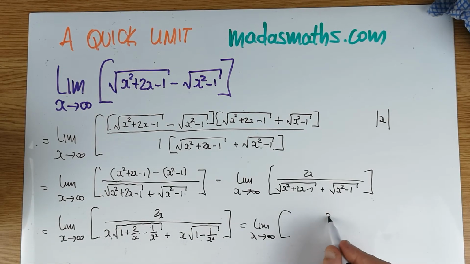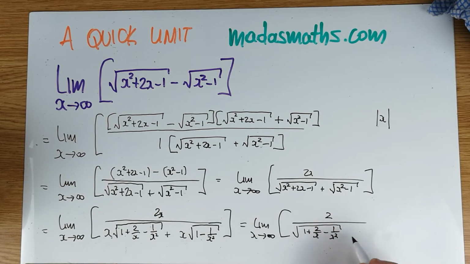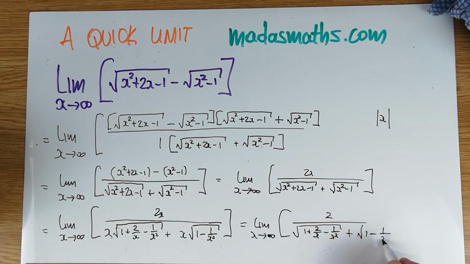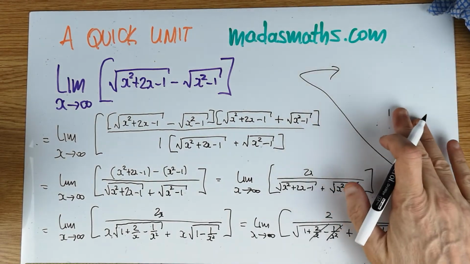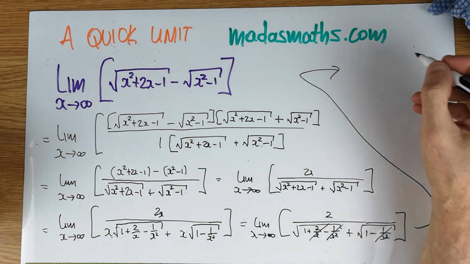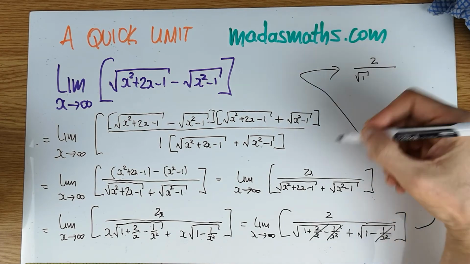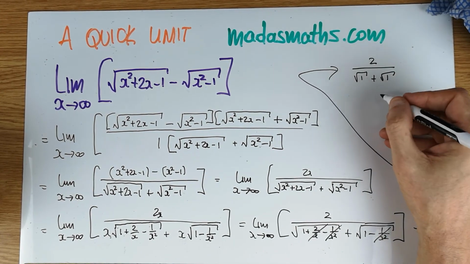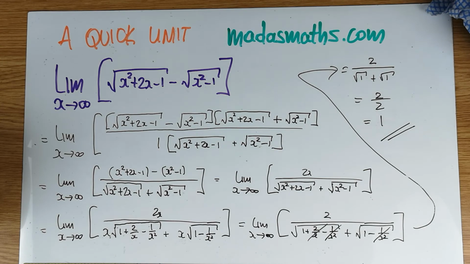So this is equivalent to the limit of 2 over the square root of 1 plus 2 over x minus 1 over x squared inside the radical, plus the square root of 1 minus 1 over x squared. Does this limit exist? What happens as x goes to infinity? I don't want to be rubbing off and rewriting, so this one is now the same as 2. I'm taking the limit, square root of 1 in the limiting case, x goes to infinity, plus the square root of 1, which of course is 2 over 2, which of course is 1. And this is this particular limit.